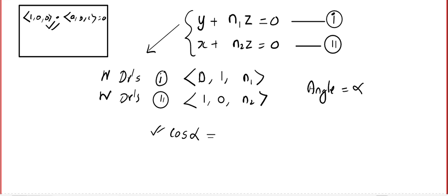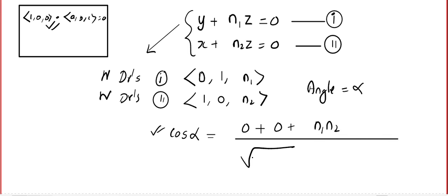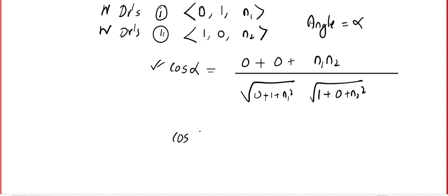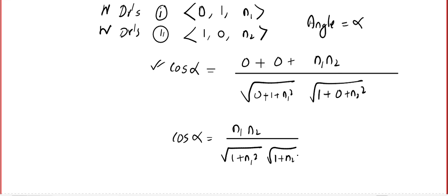What's the formula for the angle between two planes? 0 into 1 plus 1 into 0 plus n1 into n2, the whole divided by root under 0 plus 1 squared plus n1 squared, root under 1 squared plus 0 squared plus n2 squared. So that's it. Basically you get cos alpha equal to n1 n2 by root under 1 plus n1 squared, root under 1 plus n2 squared. Now remember, we have to generalize this because one line is connected by this relation.